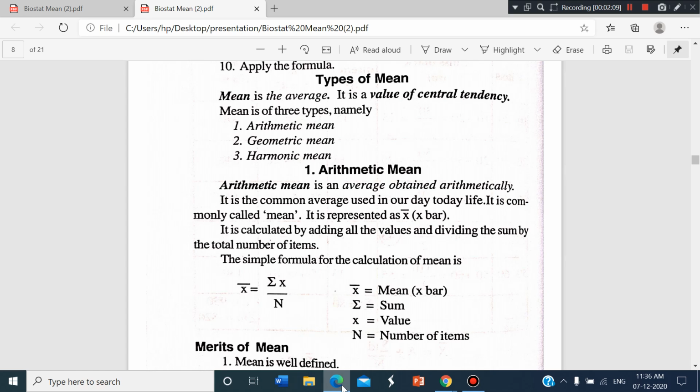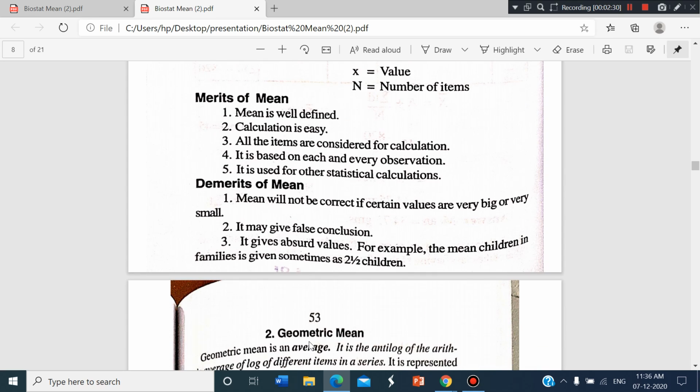And this mean is represented by x bar, which all of you know. The simple formula for calculating it is x bar, that is the mean, equal to summation x divided by n, where x is the value and n is the number of items. So this arithmetic mean has some merits as well as demerits. As far as the merits are concerned, it is very well defined and easily understood, and even the calculations are very easy.